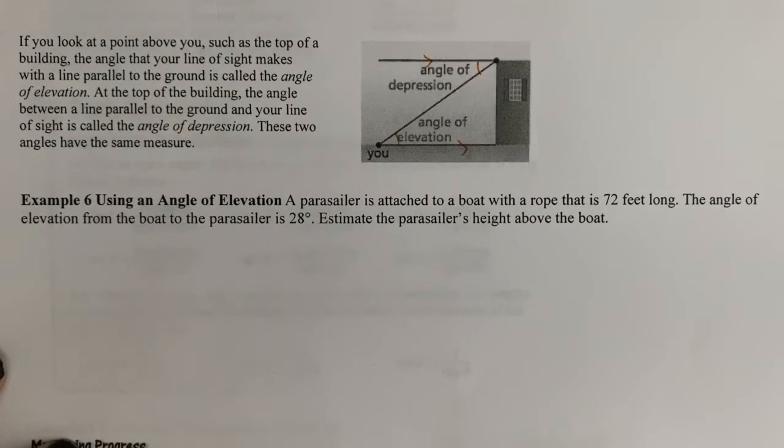Next, we are going to solve a word problem now using angles of elevation and depression. A parasailer is attached to a boat with a rope that is 72 feet long. The angle of elevation from the boat to the parasailer is 28 degrees. Estimate the parasailer's height above the boat. I'm going to draw a diagram.